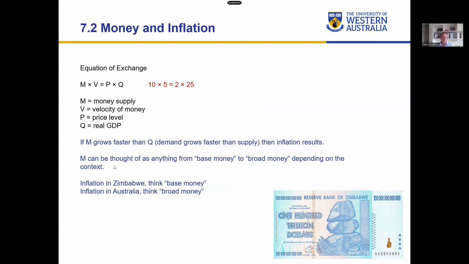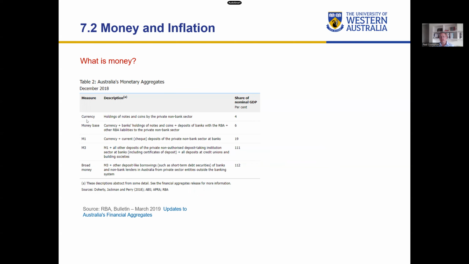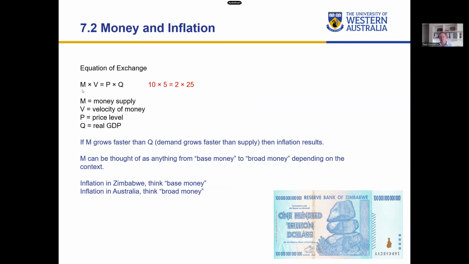So yeah, in the case of Zimbabwe, because they were printing money, they were circulating new currency. And so to measure the relationship between the money supply and the price level for Zimbabwe, I would be tempted to use a definition of base money in terms of M, and then have a look at the correlation of base money with the price level.